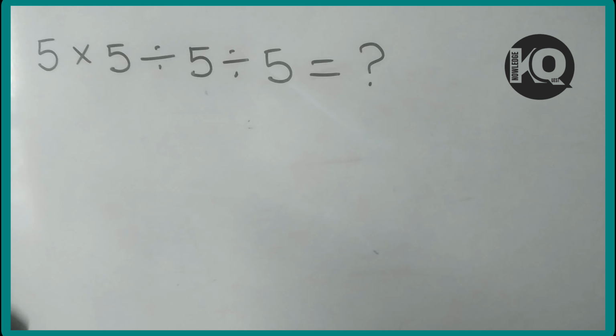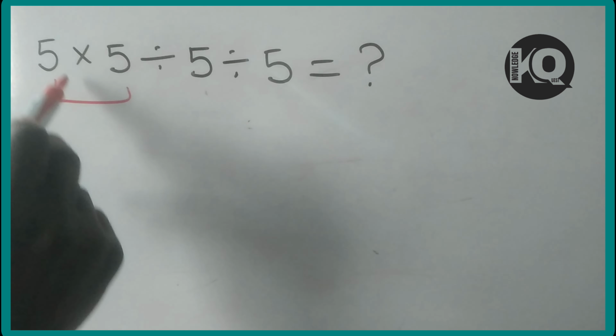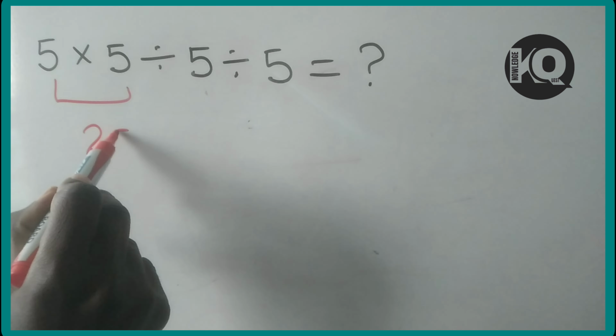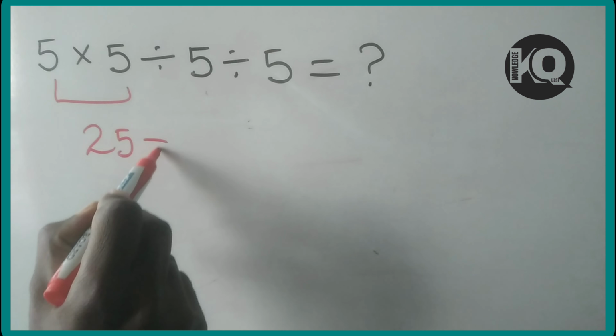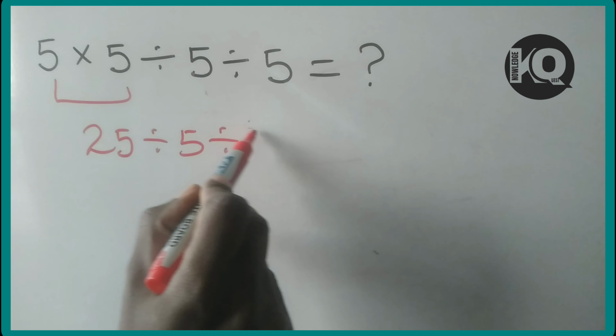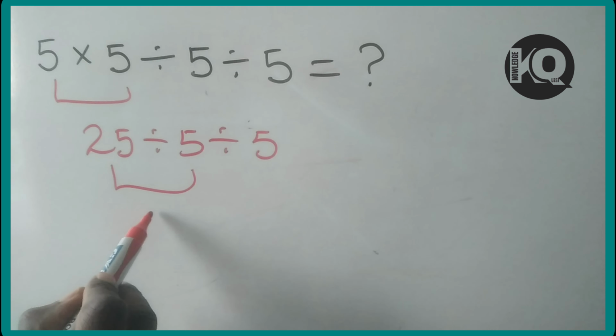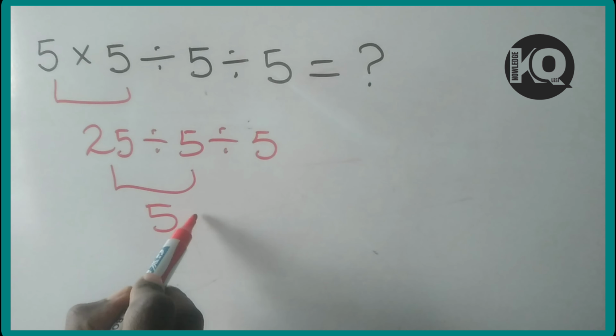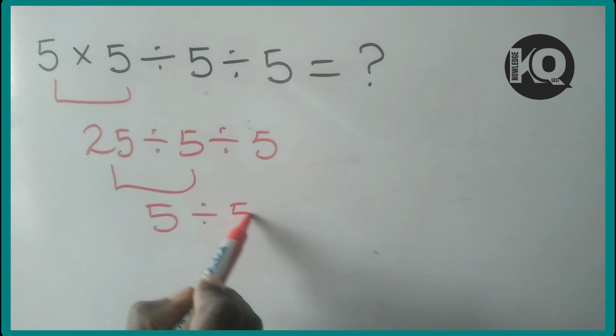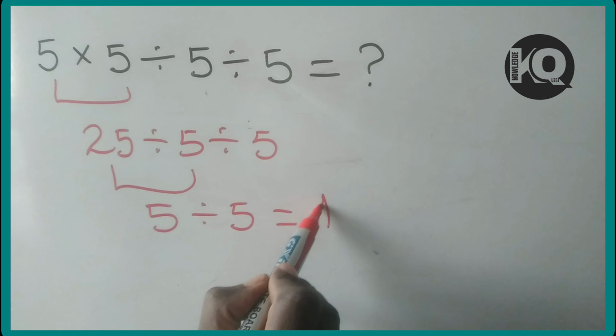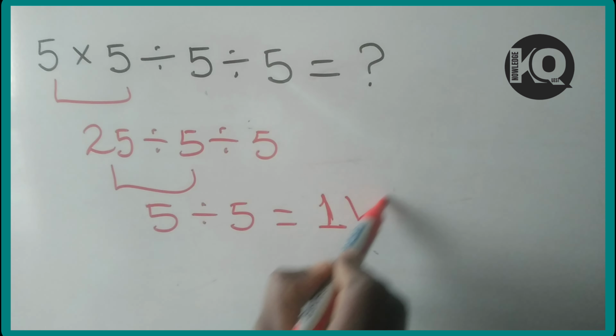According to PEMDAS, we have to start with this one, 5 times 5, which is 25, divided by 5, divided by 5. So this 25 divided by 5 is 5, and 5 divided by 5 is equal to 1. This is the correct answer for this expression.